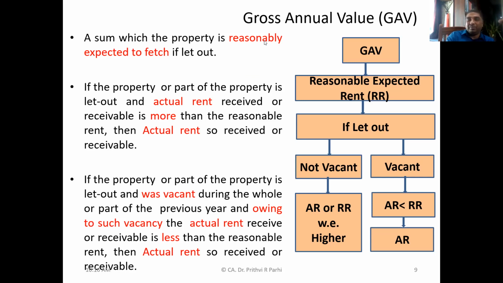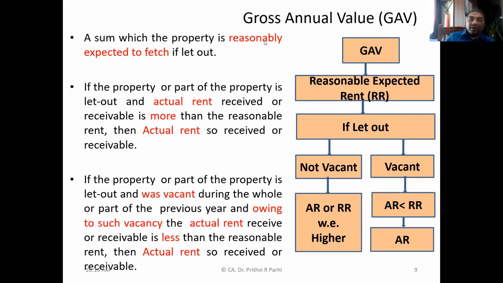So that means one has to assume that property will be given on rent. If it is given on rent, what is the rent it is expected to fetch? That is the gross annual value. Yes, sir. Now, next point here is that if property or the part of the property is let out and actual rent received or receivable is more than the reasonable rent. So first, we are talking about what the property is reasonably expected to fetch. That means we are talking about reasonable rent.